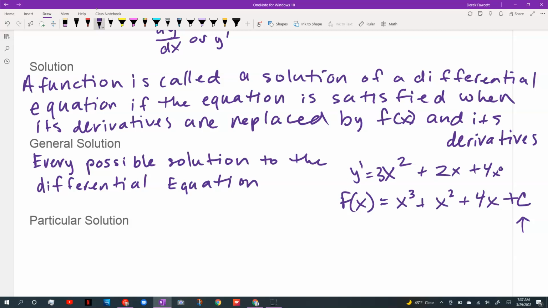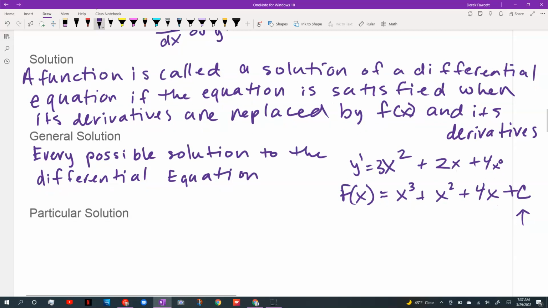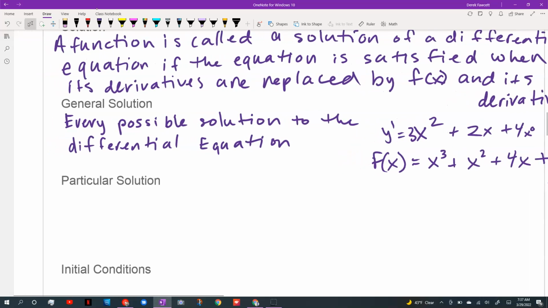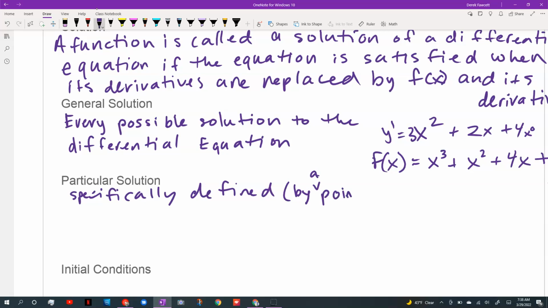We've been also finding particular solutions, and that's where we are given a specific point, right? So a particular solution is specifically defined, usually by a point, a solution to a differential equation.